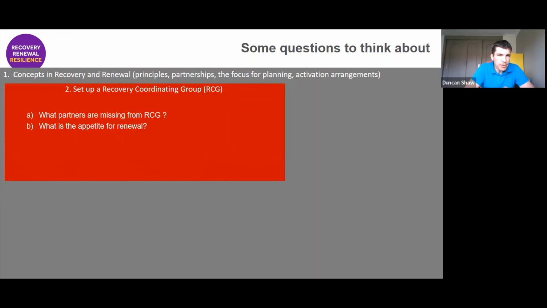So in your RCG, what partners are missing? Who's around the table? But importantly, who's not around the table? And what is their appetite for renewal? Is this about recovery and recovery only, or is it also about renewal? These might seem very obvious questions, but they're all, again, challenging questions that will really get to the root of what agency RCG actually has to be able to complete its work, and what the work is and what the terms of reference need to involve.